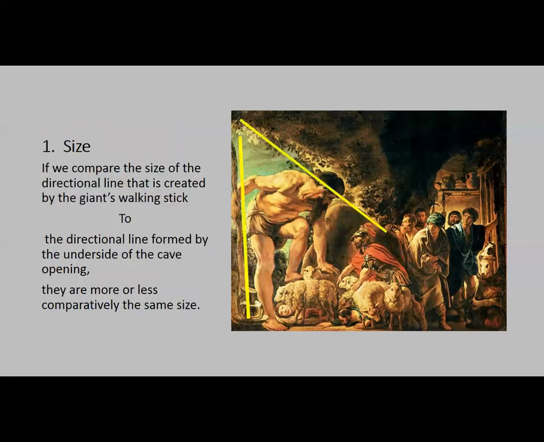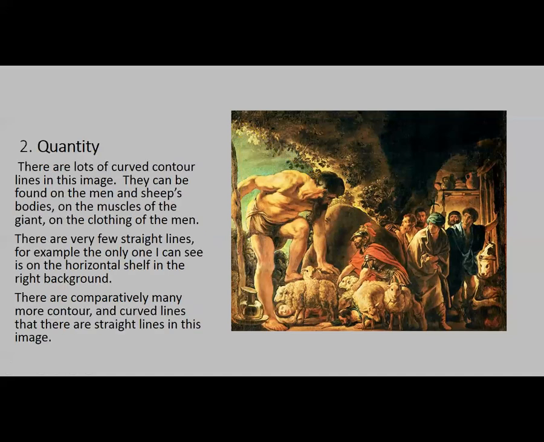So let's talk about size. If we compare the size of the directional line that is created by the giant's walking stick, and we compare it to the size of the directional line that runs along the under edge of the cave opening, those two directional lines are more or less comparatively the same size. So now we talk about quantity.